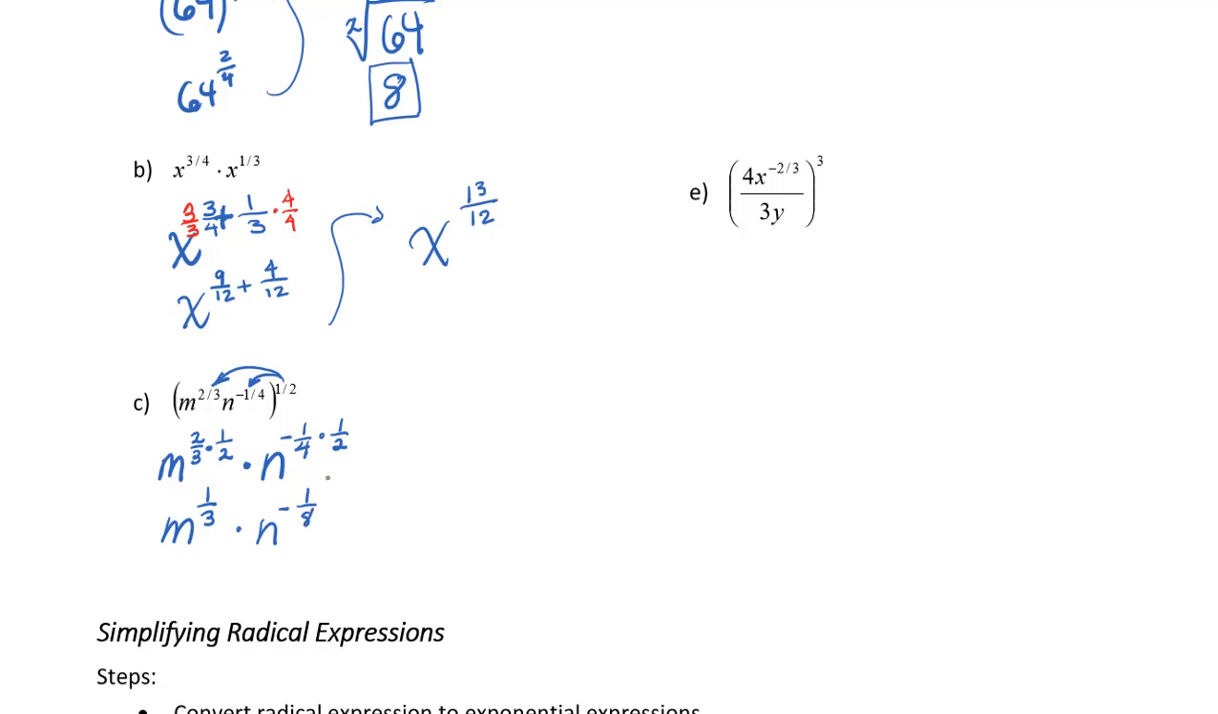Now remember, if you have a negative exponent, that means that your base will shift from the numerator to the denominator, or if it's in the denominator, it should shift to the numerator and become a positive. It changes sign when you change what side of the fraction it's on. So rewriting this, we will have m to the 1/3 over n to the 1/8.